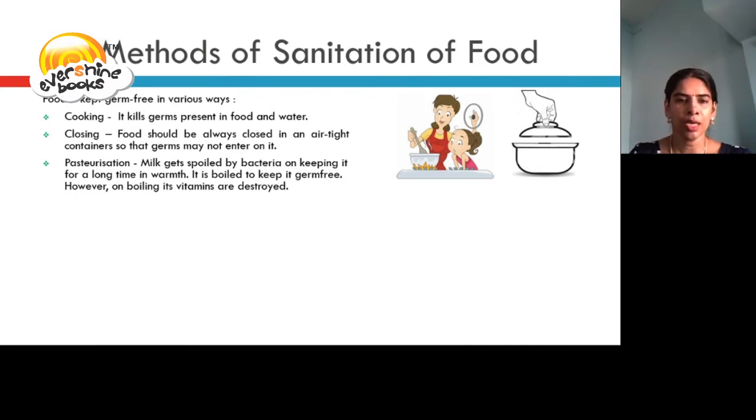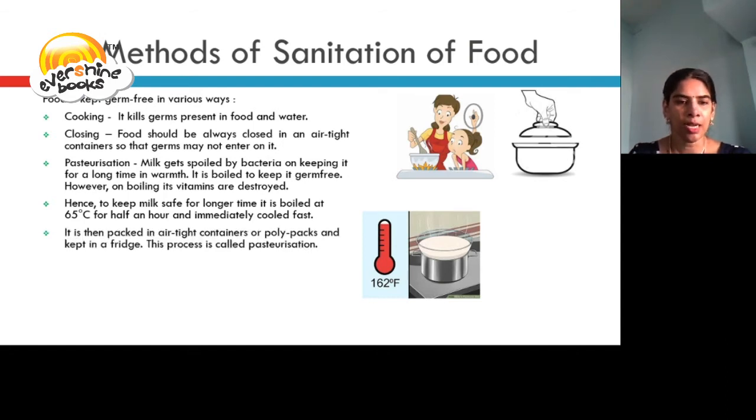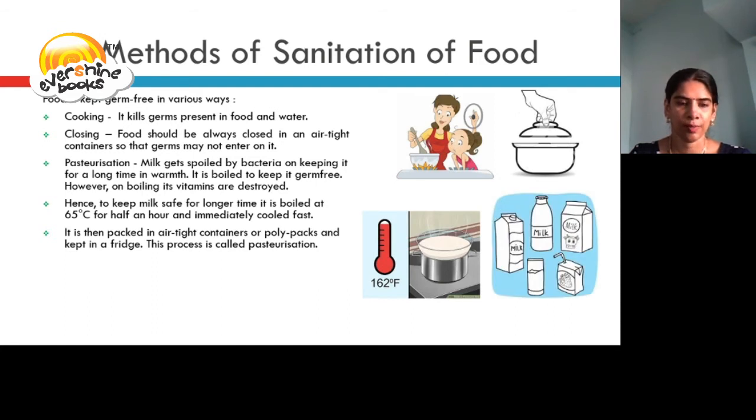Pasteurization. Milk gets spoiled by bacteria on keeping it for a long time in warmth. Hence, it is boiled to keep it germ-free. However, on boiling, the vitamins present in the milk are destroyed. Hence, in order to keep milk safe for a longer time, it is heated at 65 degrees Celsius for half an hour and immediately cooled fast. It is then packed in airtight containers or poly packs and kept in the fridge. This process is called pasteurization.